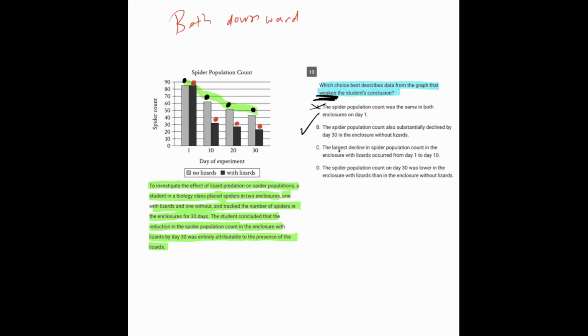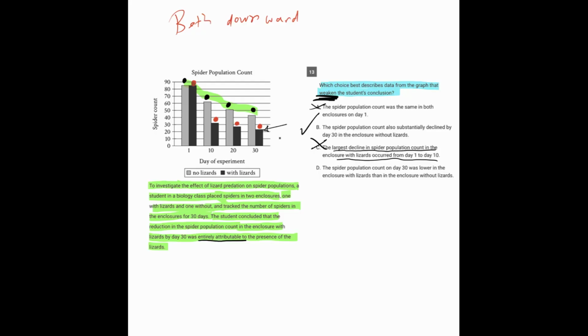And C, the largest decline in spider population count in the enclosure with lizards was from day 1 to 10. Well, that might be true, but it doesn't weaken the claim, which, once again, was that the decline was entirely the responsibility of the lizards. And so we're looking for anything that disproves that. D, the spider population count on day 30 was lower in the enclosure with lizards than in the enclosure without lizards. That's definitely true. That's this one right here.